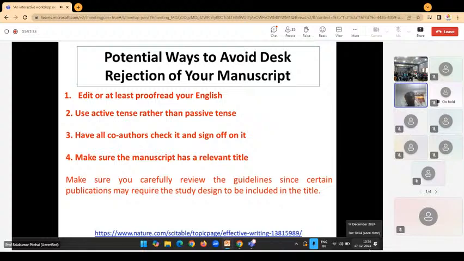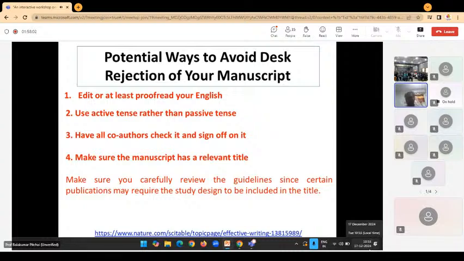Second, use active voice rather than passive voice in the manuscript. Propranolol is a beta blocker. That's all. Not "It has been reported that propranolol is a beta blocker." No, it's not necessary. Directly write a direct, simple sentence in active voice rather than passive voice. I eat pineapple. That's all. Not "Pineapple is eaten by me." It is not necessary to write in passive voice.